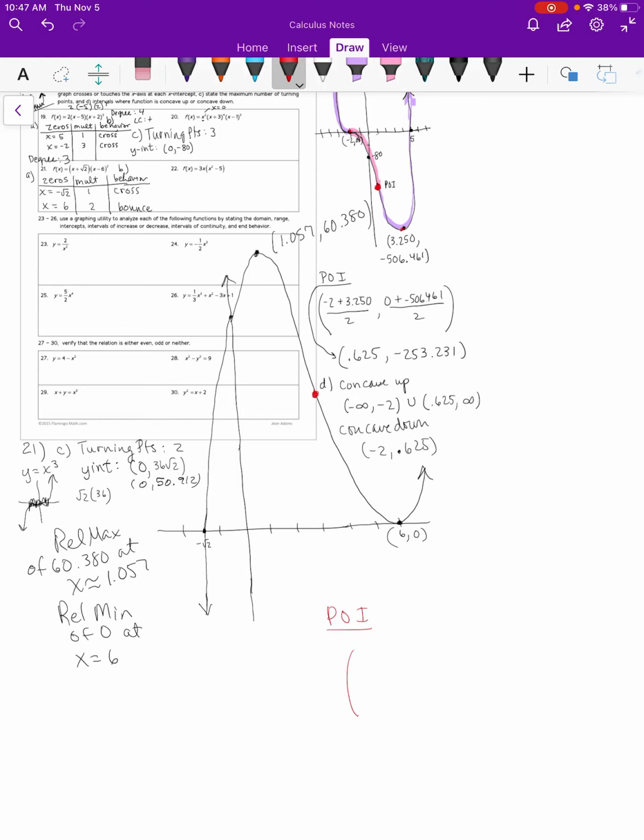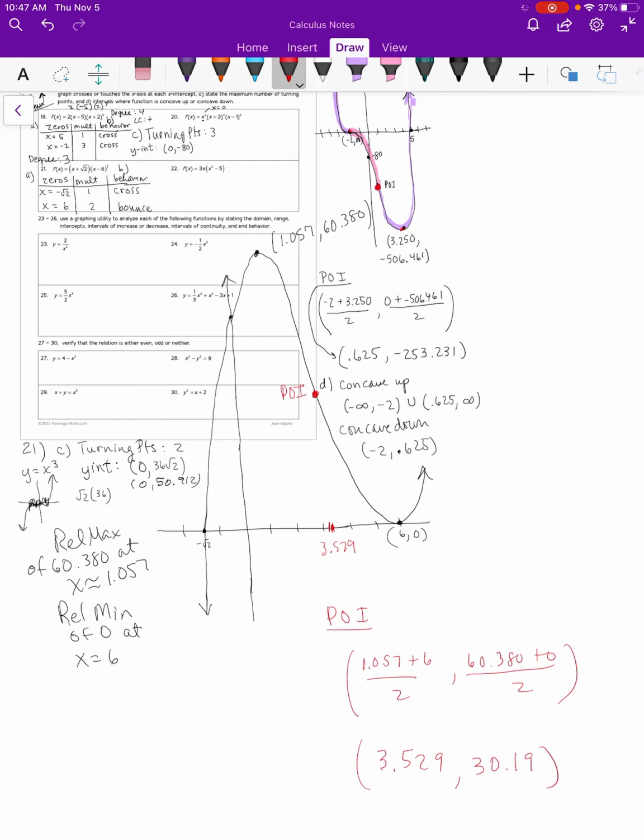We're going to take our 1.057 plus 6 divided by 2, and we're going to take our 60.380 plus 0 divided by 2. And that's going to give us a point of inflection at 3.529, comma, 30.19. Okay, so this is your point of inflection here. This is going to be where concavity changes, and we're saying that it's at 3.529.